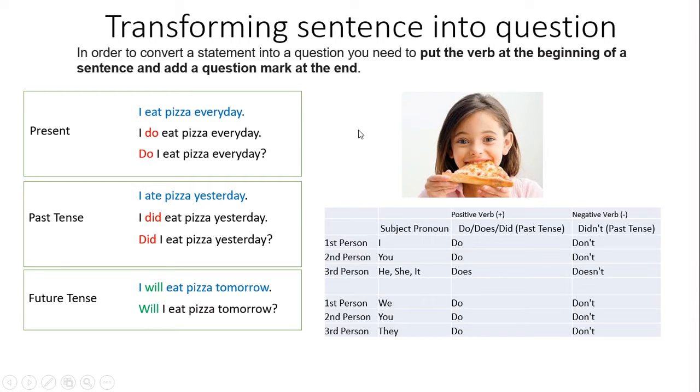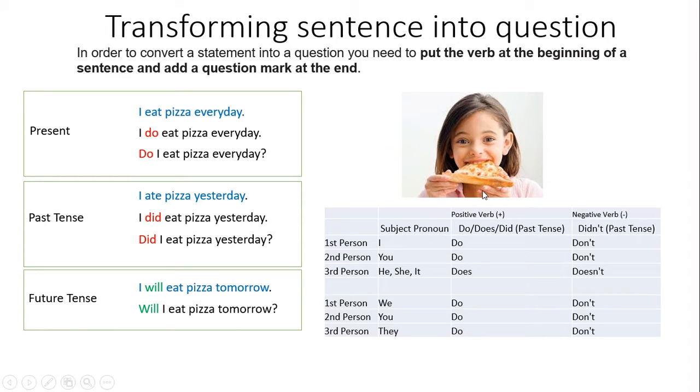Now, we are going to study the use of these elements in our lesson for today. So, transforming a sentence into a question. Let's read. In order to convert a statement into a question, you need to put the verb at the beginning of a sentence and add a question mark at the end. But first, let's take a look at this picture.